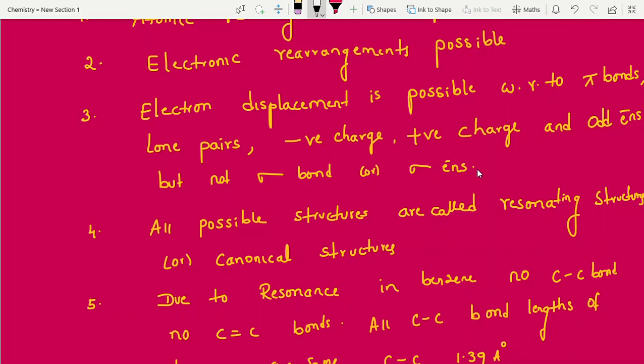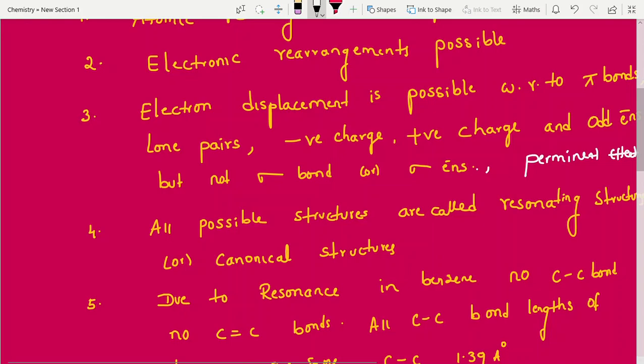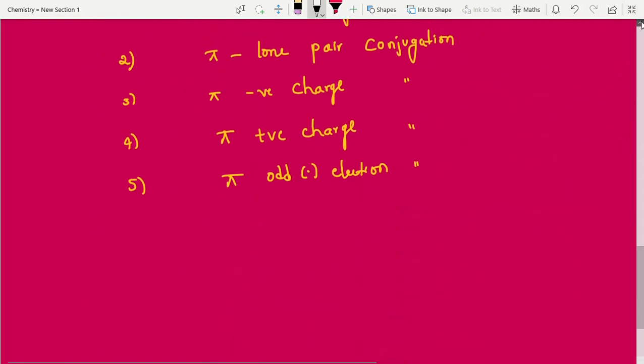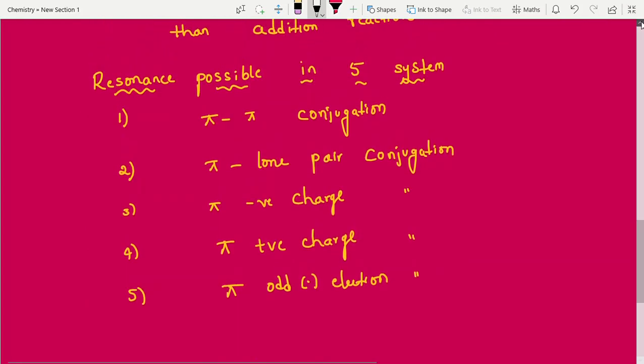Okay, and it is a permanent effect students. This one also is a permanent effect. Now the next one. All possible structures we call resonating structures. I will show all possible structures, and we call them resonating structures. How many possibilities are there? We can write all structures, and we call them resonating structures. So now next one. What is the next important point?